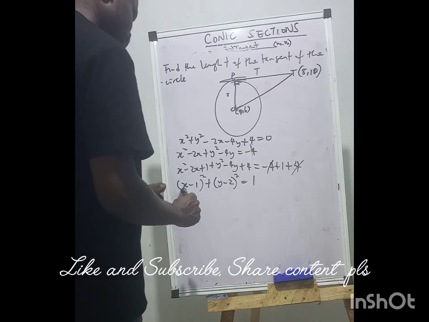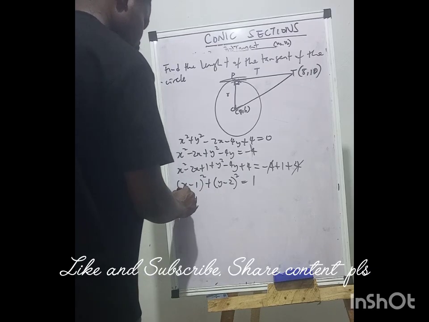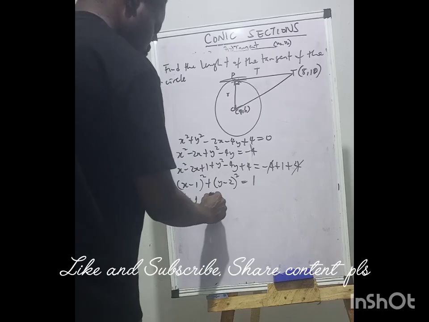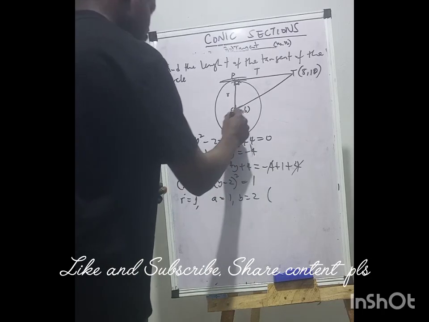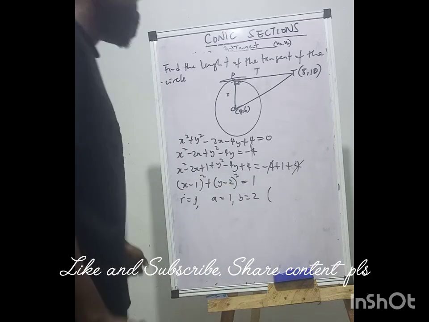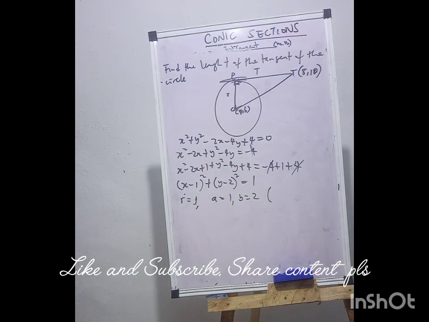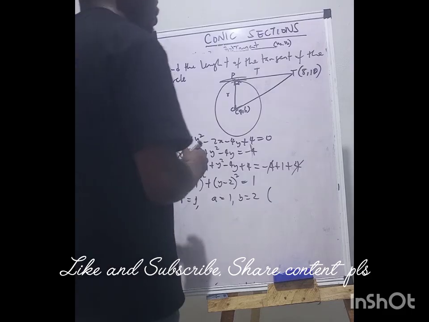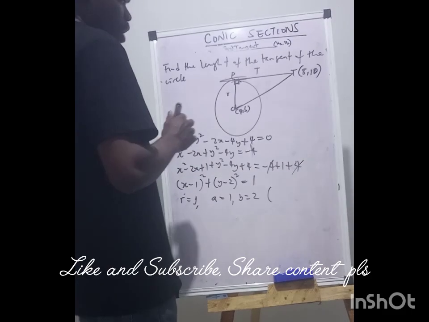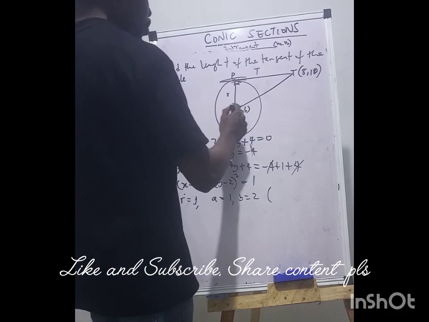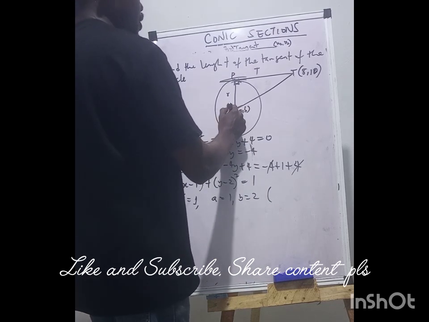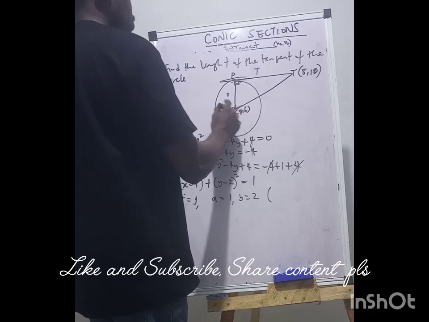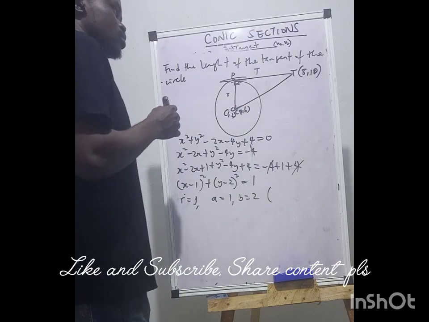What this means is that r is equal to 1, because r squared is equal to 1. Then A is equal to 1 and B is equal to 2. So the point here is 1 and 2. Is that okay? So we can put it in brackets here that A and B is 1 and 2.